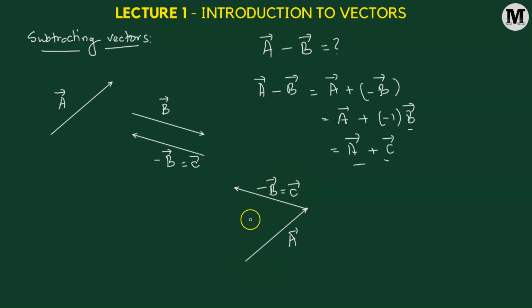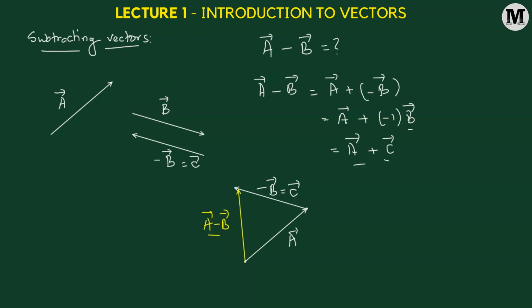Now we have to find the sum of the two vectors, A vector and C vector. All we have to do is start a vector from the initial point of vector A and move the vector in such a fashion such that its terminal point coincides with the terminal point of vector C or -B vector. So here we have the vector starting from the initial point of A vector and terminating at the terminal point of -B vector. So this is going to be A vector minus B vector. Okay, so we have successfully understood how we can add vectors and subtract vectors.